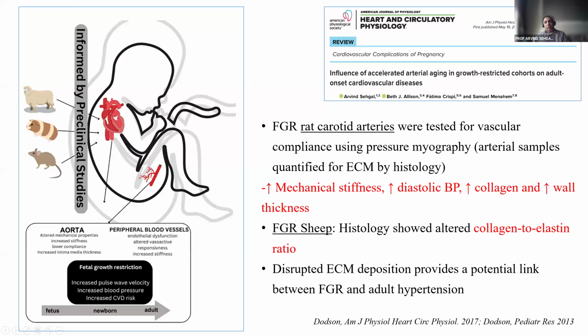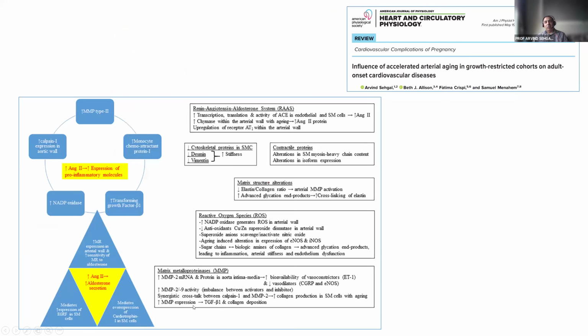Animal data, in which we can do a lot of invasive studies, can give you more information. This is data from Monash as well. FGR sheep models, FGR rat carotid arteries. The message is the same, that there is increased mechanical stiffness, increased diastolic BP, increased collagen, increased wall thickness, and increased collagen to elastin ratio. So animal data, histopathology data corroborates what we see in human cases.